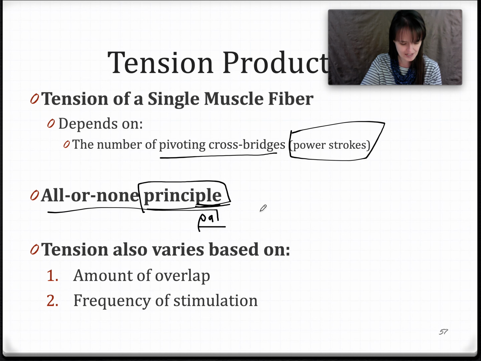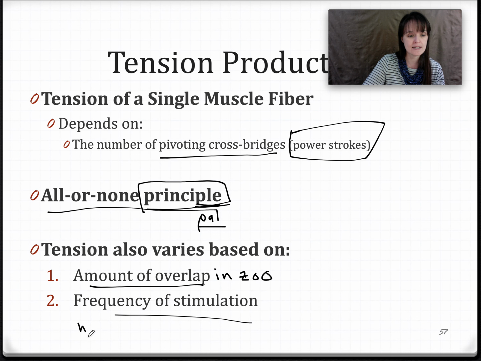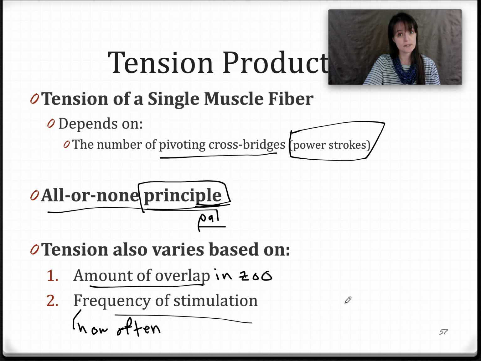Okay, and muscle tension also varies on the amount of overlap in the zone of overlap, which is effectively the resting length at stimulation. And number 2, the frequency of stimulation. Frequency is how often. So how often is it stimulated? Once every 3 years or once every 3 seconds makes a difference.